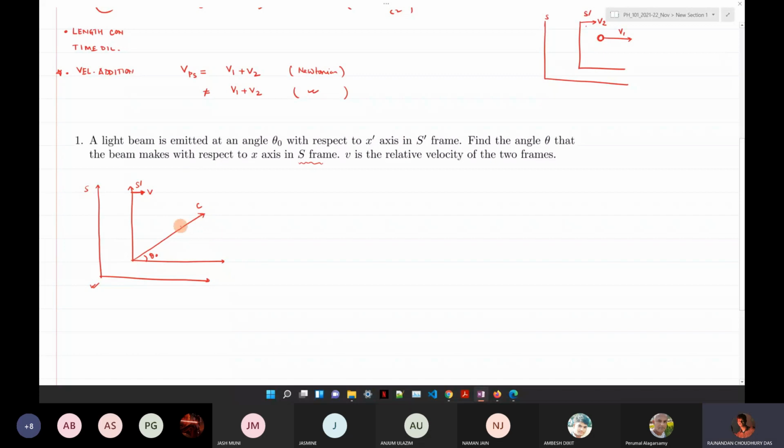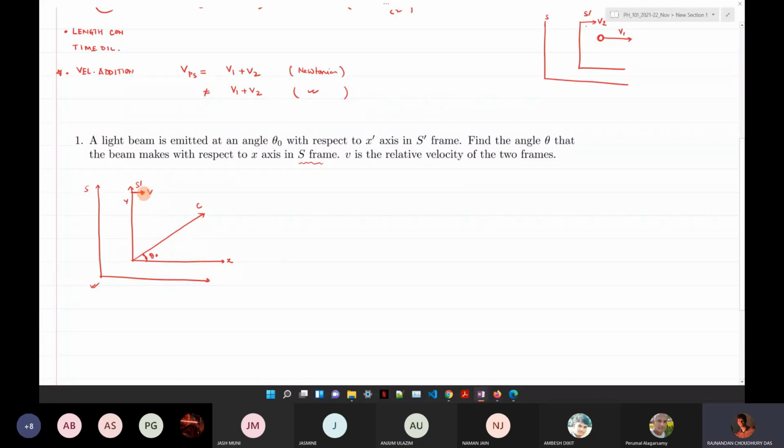Like here, the particle is a photon. It is moving along some direction which is making angle theta 0 with the x-axis. So we will be considering that this is the xy plane and it is making an angle like this. We are not considering the z-axis to make it simpler.